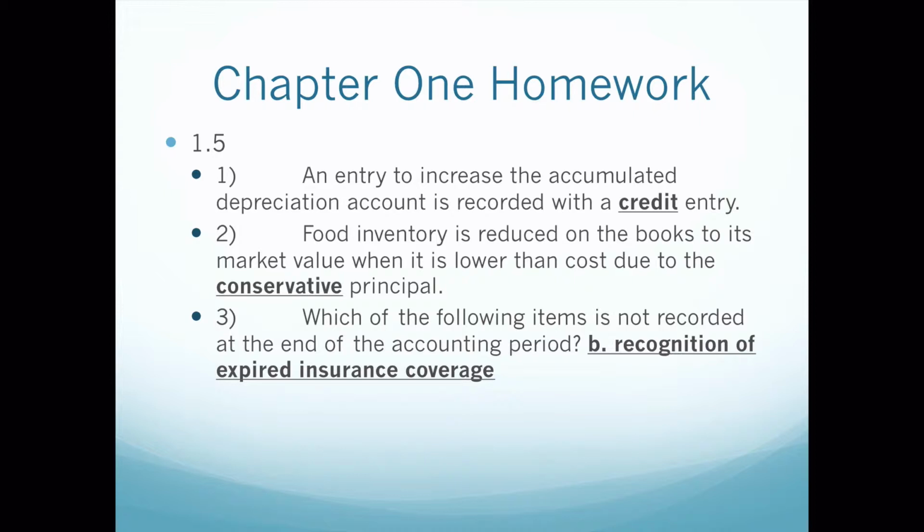Number 2, food inventory is reduced on the books to its market value when it's lower than cost due to the conservative principle. We talked about accounting being conservative, and when our assets decrease in value, we have the opportunity to write them down on our balance sheet.